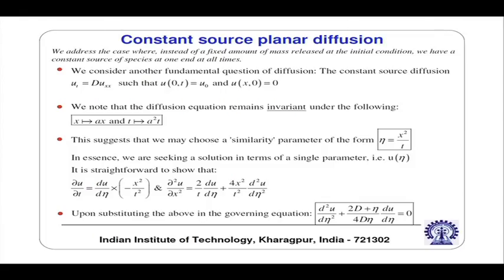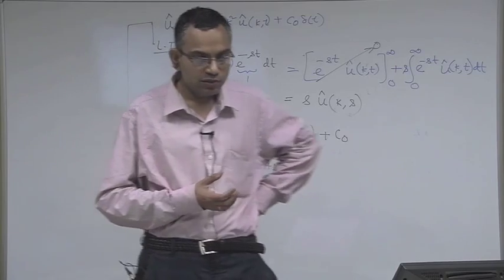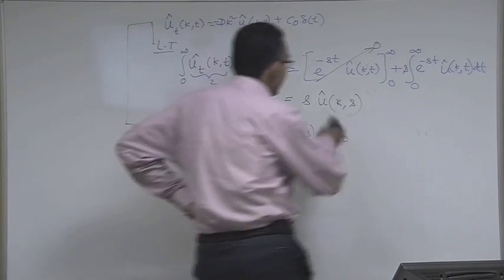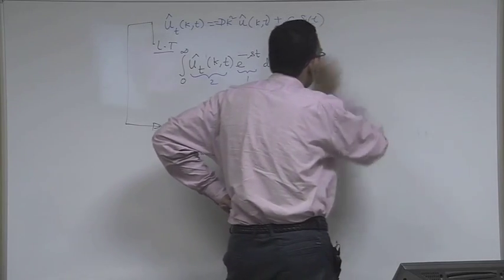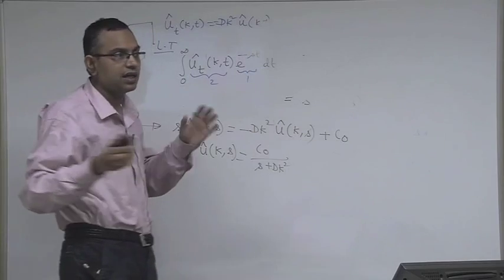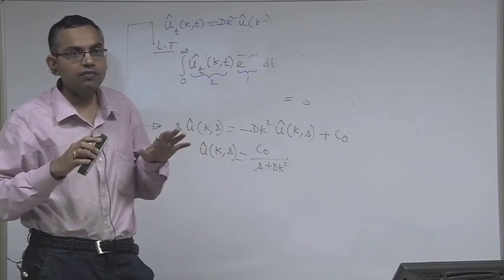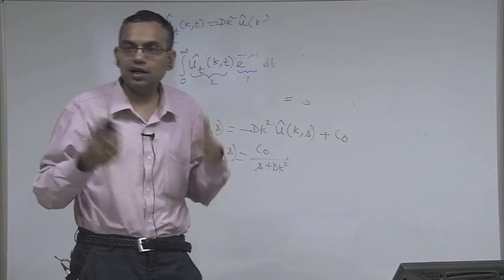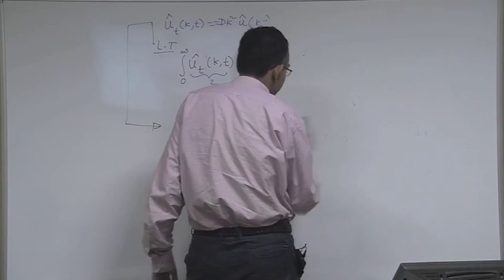Now, constant source planar diffusion is something which again is a matter of interest, but we will not work it out completely, because it can be shown that this solution is just like the Stokes first problem that we discussed in the context of fluid mechanics. So, I will show you where the similarity is. This is the interesting aspect of mathematical physics, that no matter what the context may be, even if totally different, if there are mathematical similarities, then the solution technique becomes quite similar despite the physical disparity.